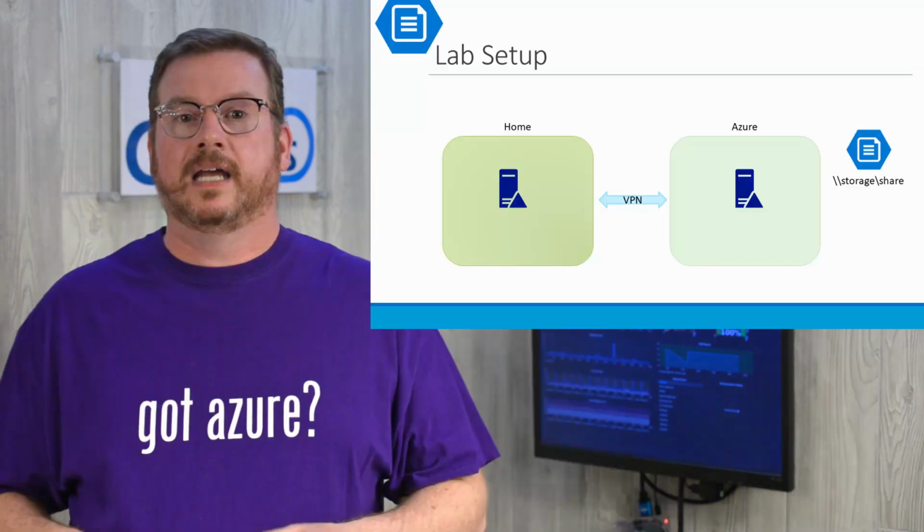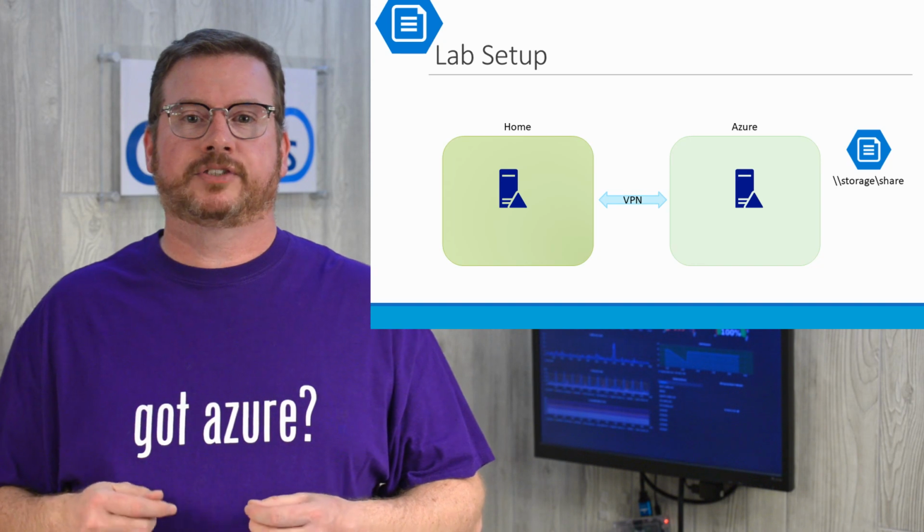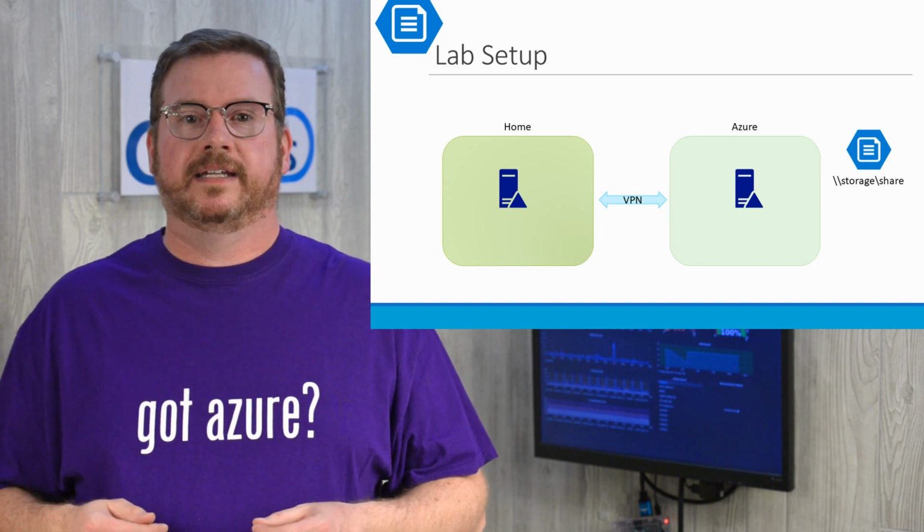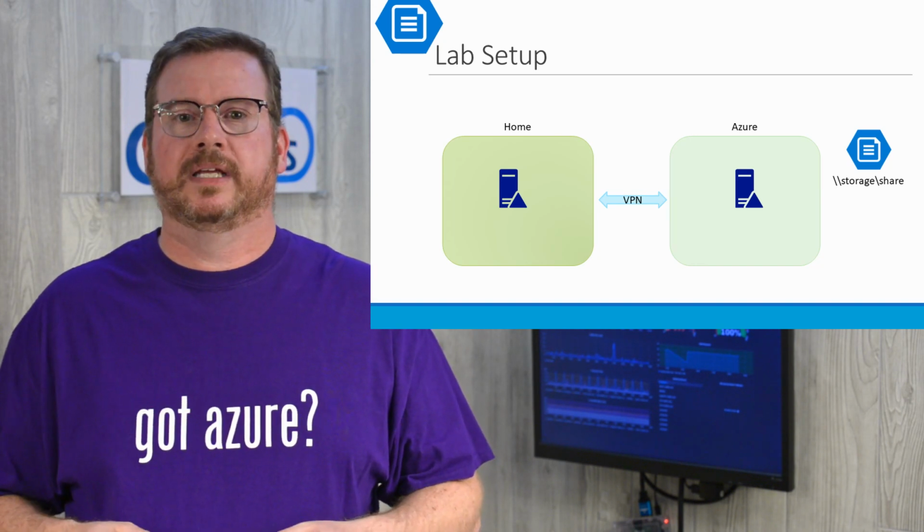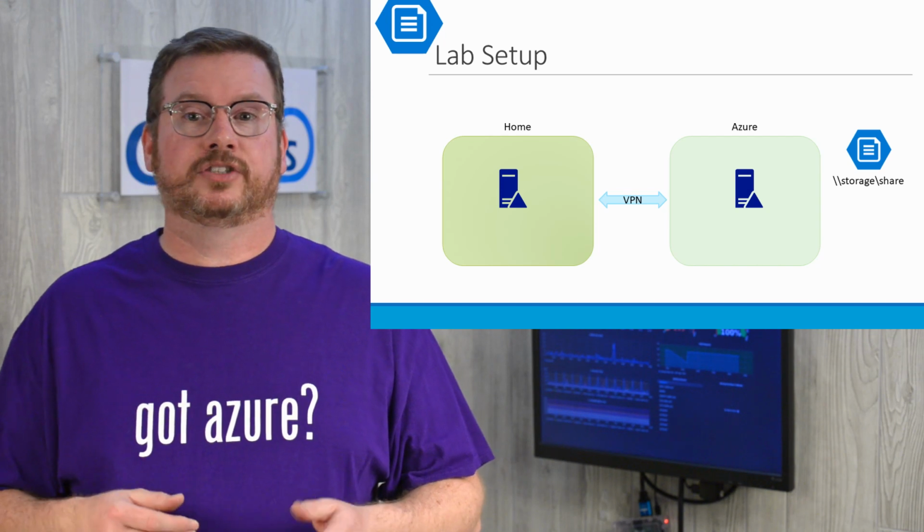I have a home lab connected to an Azure VNet with a VPN. This would be similar if using ExpressRoute. I also have a domain controller at each location.